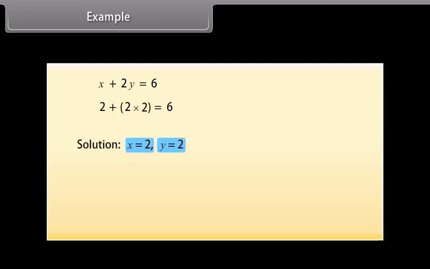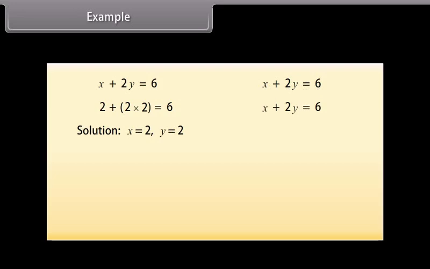Example. Let's now find four different solutions for this equation, x plus 2y is equal to 6. By looking at the equation, we can say that x is equal to 2, y is equal to 2 is a solution because on substituting x as 2 and y as 2, we get the answer 6. Now let us choose x as 0. With this value of x, the given equation reduces to 2y as 6. And substituting y as 3, we get the answer 6. So, x is 0, y is 3 is also a solution for x plus 2y as 6.